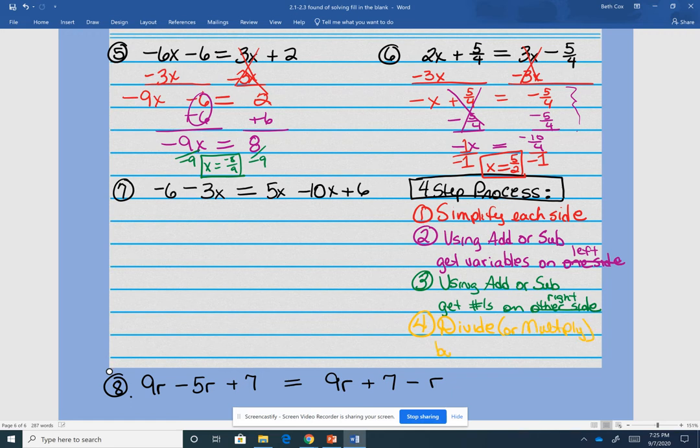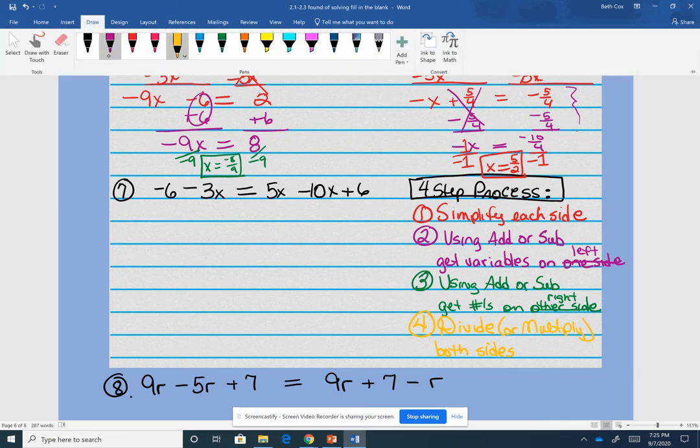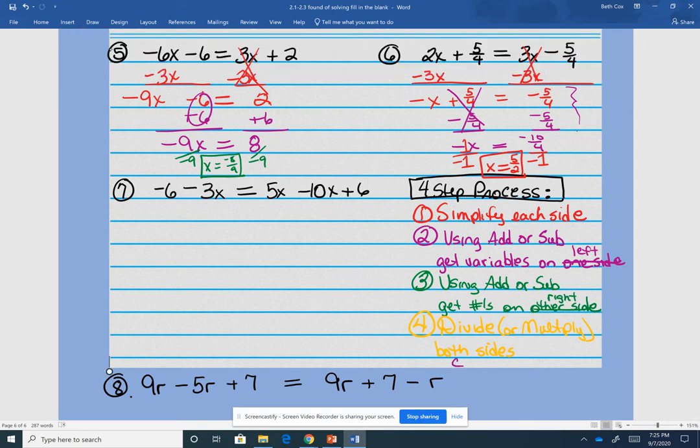Both sides to get the variable by itself. And that should be done. Now, technically, there is a fifth step. We haven't talked about it. The last but not least is everything we always do: check your answer. We have not discussed that, and we will do that later. But we will check your answer. You need to know that your answer is right. I'll show you how to do that.